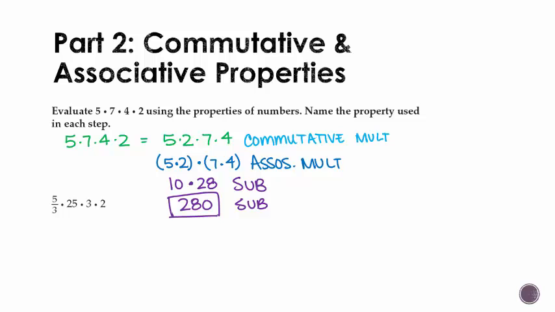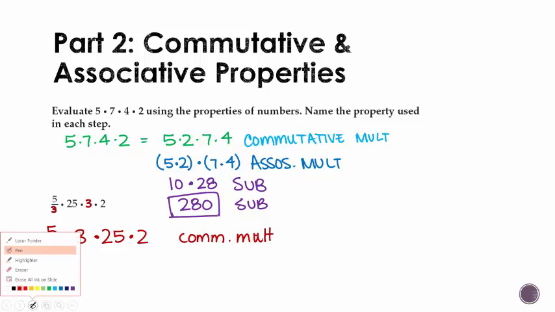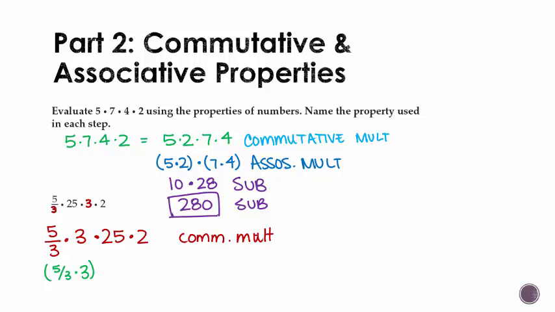So same thing when I look at this. The first thing I'm going to do is I'm going to rearrange this. I see this 3 in the denominator, and know this 3 in the numerator is going to help me out. So I'm going to move them around. 5/3 times 3 times 25 times 2. And remember, that is commutative. And then I'm going to group them together. I'm going to do 5/3 times 3, and then I'm going to multiply that by 25 times 2. I'm grouping up numbers that are nice and easy to multiply.